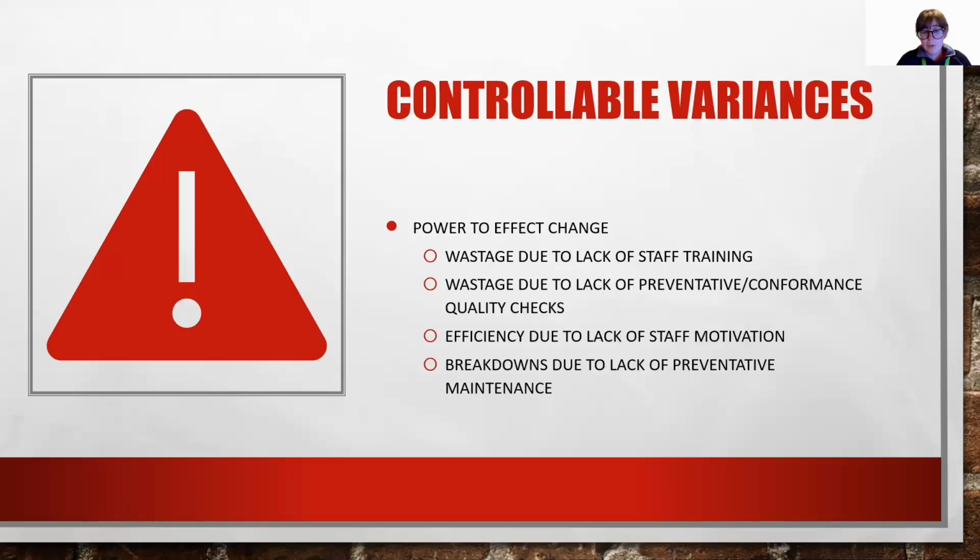Efficiency due to a lack of staff motivation. Well, again, if they're not motivated, they're probably not working at their best capacity. However, that is something we can change. Breakdowns due to lack of preventative maintenance. Things like getting machines checked and serviced annually or biannually are going to help stop those machines from breaking down, meaning that production doesn't have to stop.